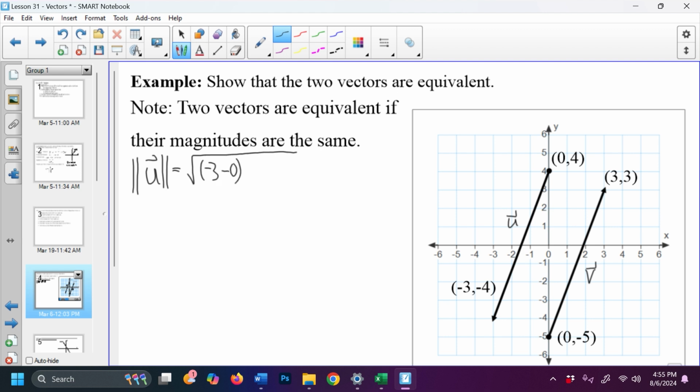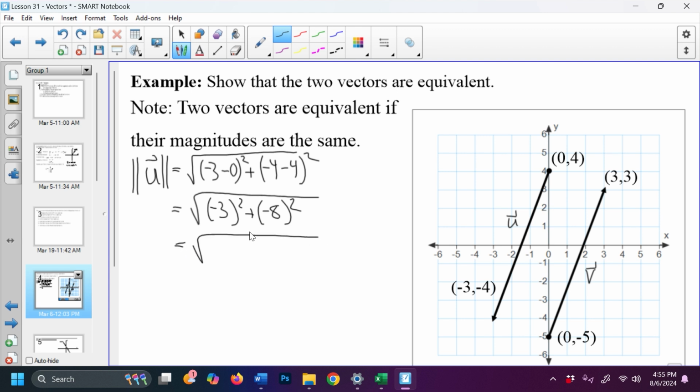That will, and then we'll square that, and then we'll add that to the -4 minus 4, and then we will square that. That will give me the square root of -3 squared plus -8 squared, and -3 squared is 9, 8 squared is 64. That'll give me 73. And then do the same and find the magnitude of vector v.